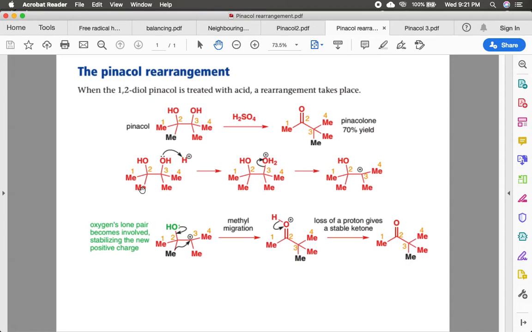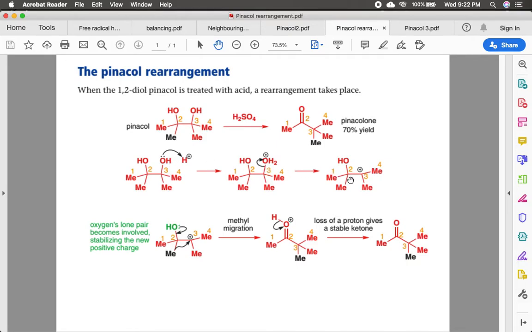Okay, in this video, I'm going to discuss the Pinacol rearrangement. When a 1,2-diol is treated with acid, the following rearrangement happens. The diol is converted to a ketone. This is the mechanism. The first step is the protonation of OH, which leaves as water to give the carbocation.